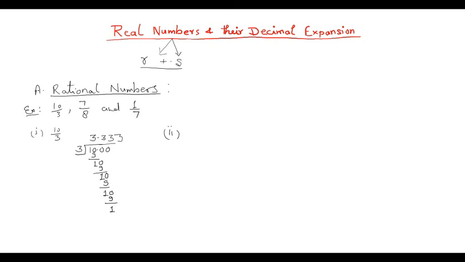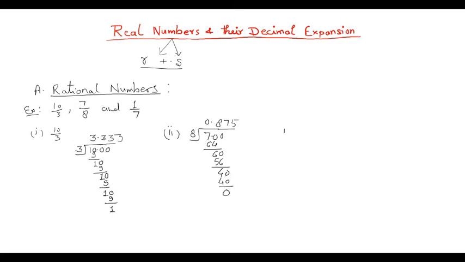The second example is 7 by 8. We are going to divide 7 by 8. Here it becomes 0, so we put the decimal. Then 8 8s are 64, so the remainder is 6. Again, 8 7s are 56, the remainder is 4. Then 8 5s are 40, so here the remainder is 0.